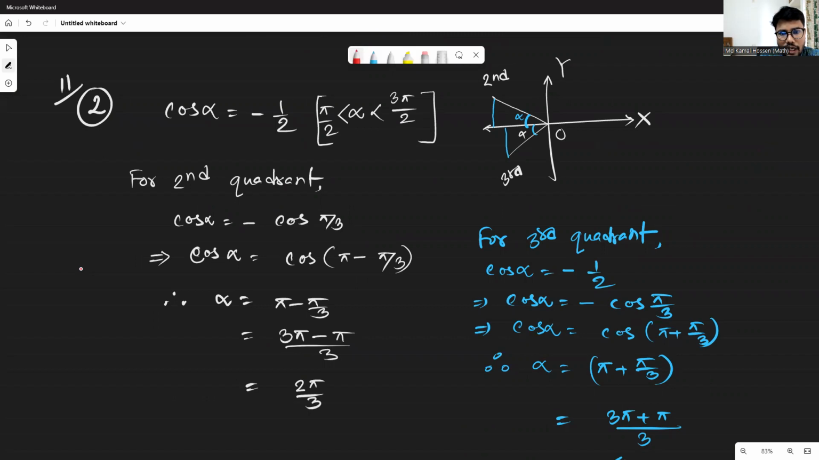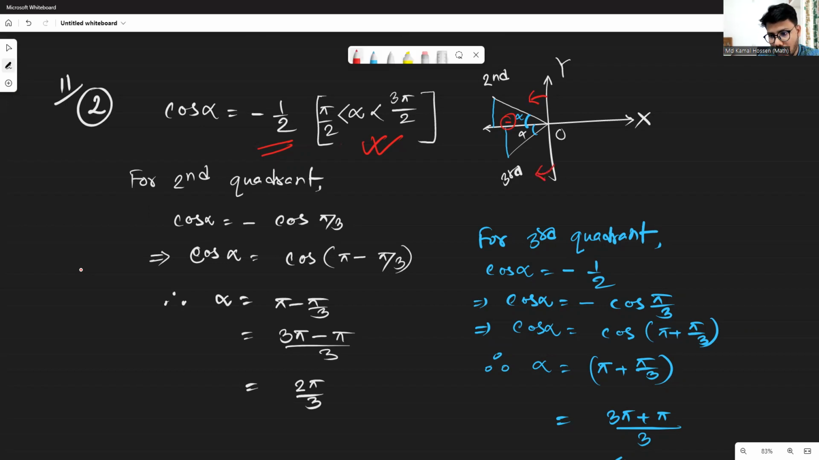First step, cos theta is negative. So we know cos theta is negative in the second and third quadrants. But give attention to this angle: it is greater than 90 degrees, but smaller than 3 pi by 2. So greater than 90 degrees means we start from the second quadrant, and it is smaller than 3 pi by 2.